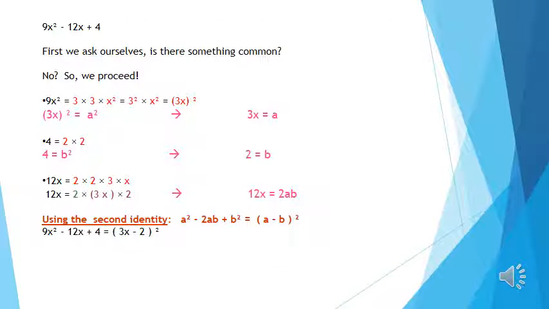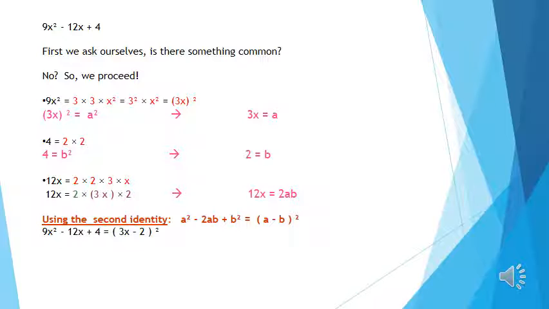Now taking another example, 9x² − 12x + 4. First, we ask ourselves, is there something common? No, so we proceed. 9x² equals 3 times 3 times x². As you can see, we are finding the factors of 9x², which is equal to 3² times x², equal to (3x)². So a² equals (3x)². So a equals 3x.